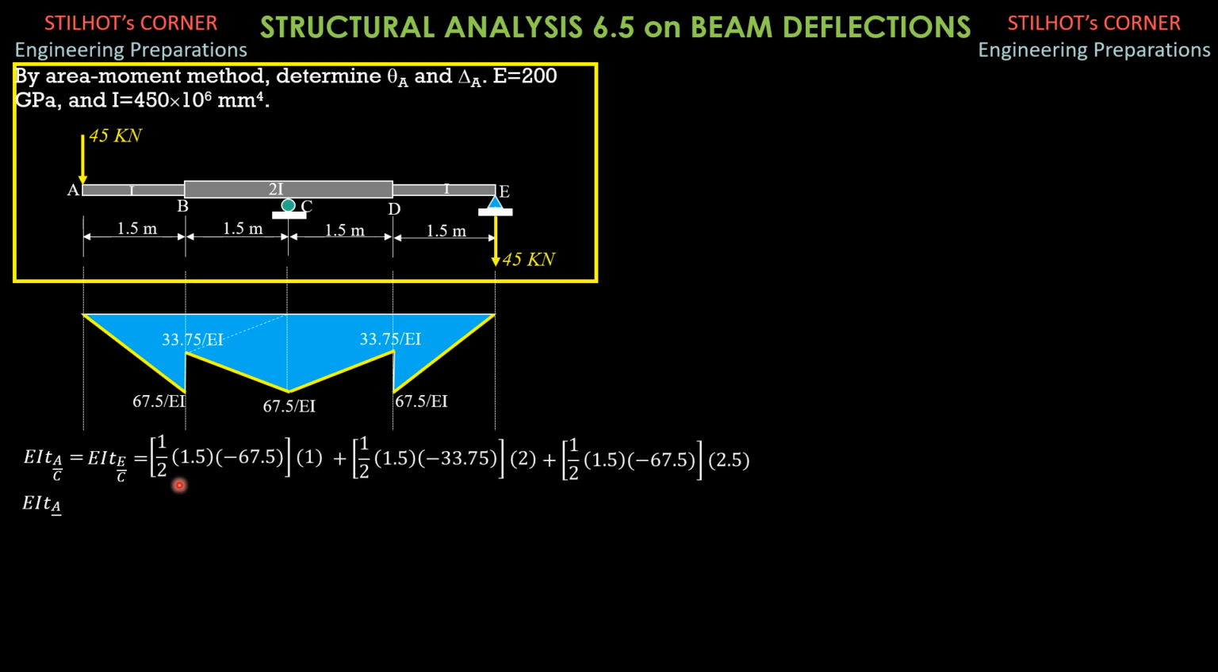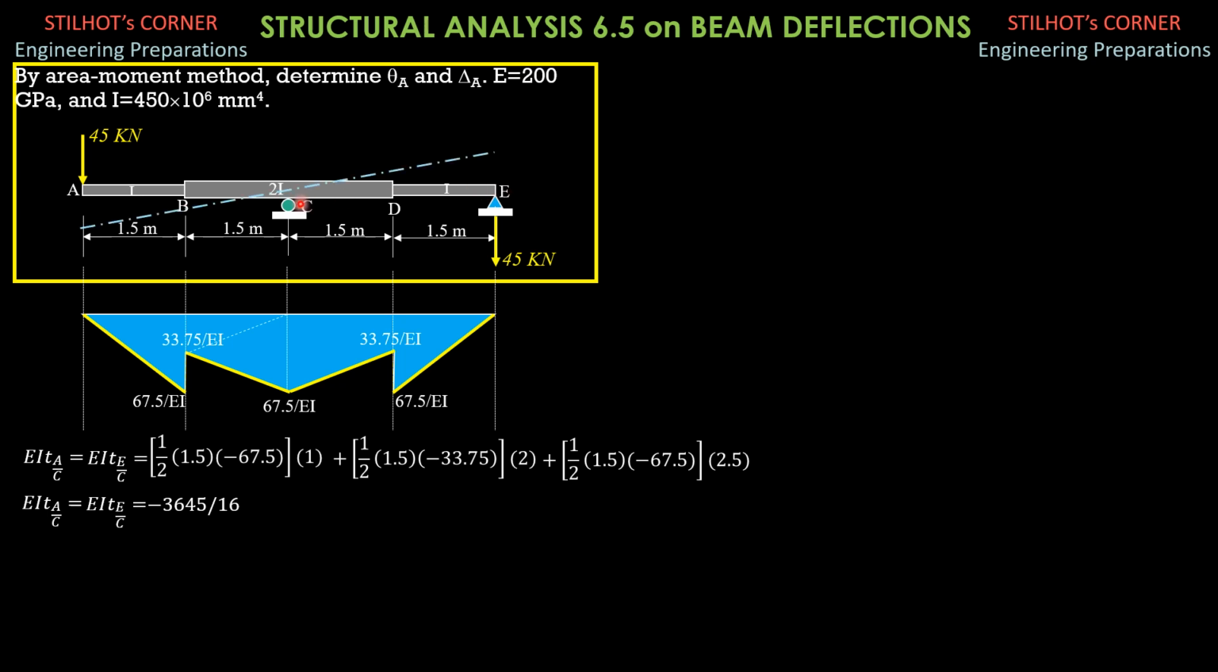Simplifying, EI deviation of A relative to C equals EI deviation of E relative to C, and that is equal to negative 3645 over 16. Negative means that A is below the tangent at C. E is also below the tangent at C.